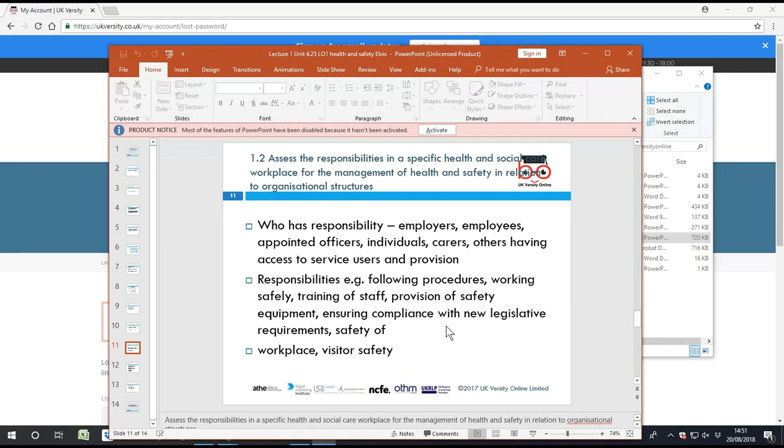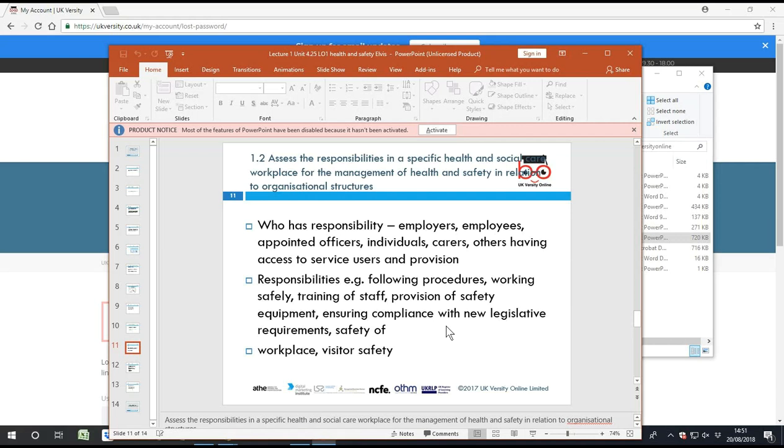This means that there should be an appointed officer who will be responsible for health and safety at every health and social care workplace. There should be a responsible person who will ensure that policies and procedures are being implemented.